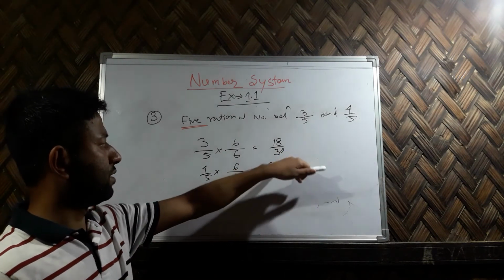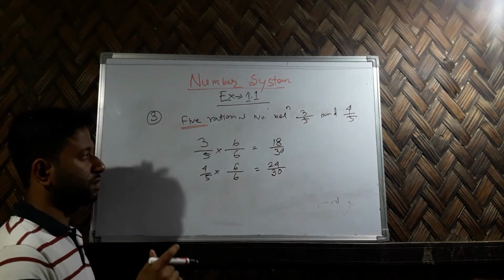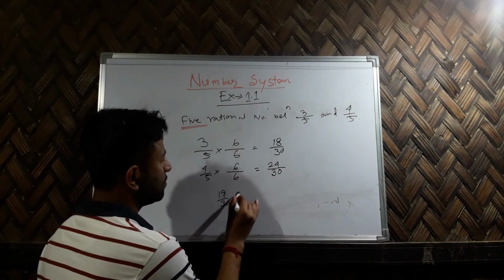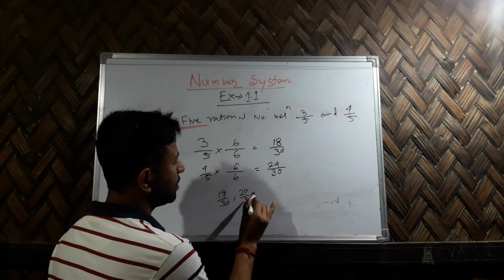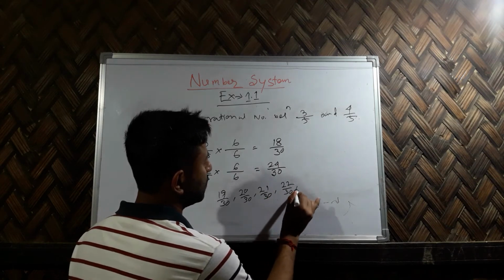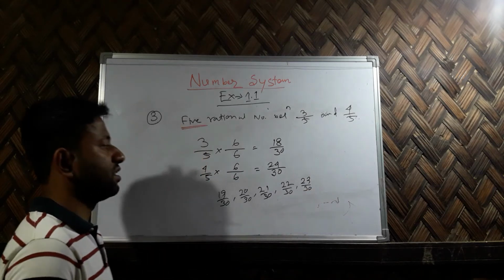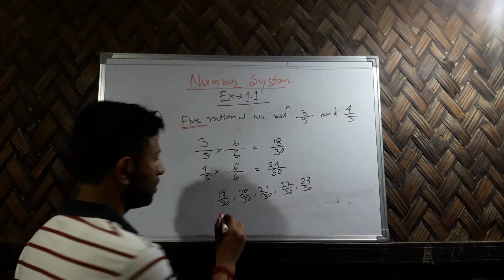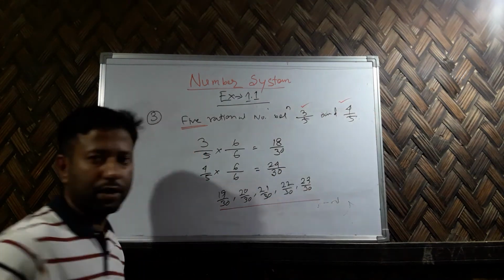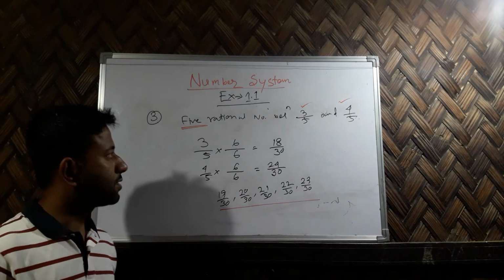the denominator is the same. Now you observe, in between these two there are numbers greater than 18. So I can write 19/30, 20/30, 21/30, 22/30, 23/30. So all these 5 numbers are in the form of p/q, and they are also present in between 3/5 as well as 4/5. Okay, now that's clear.